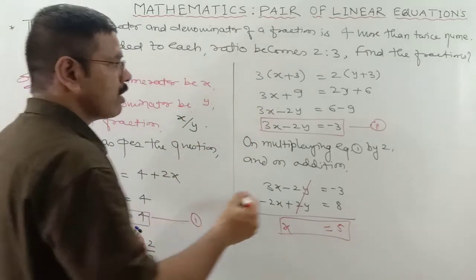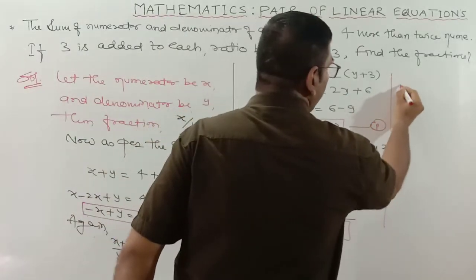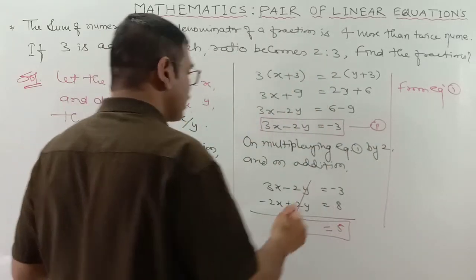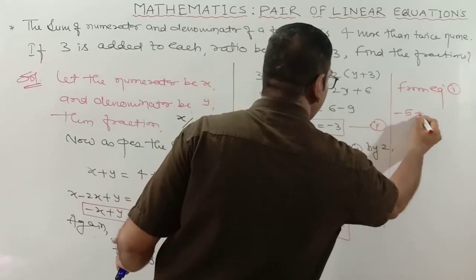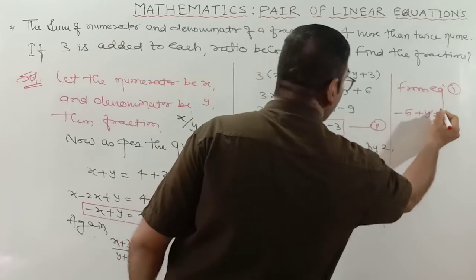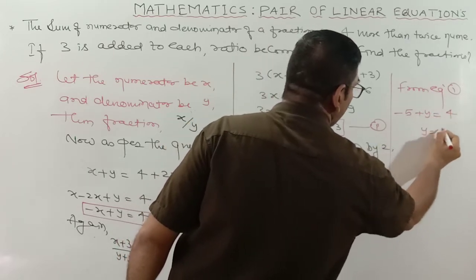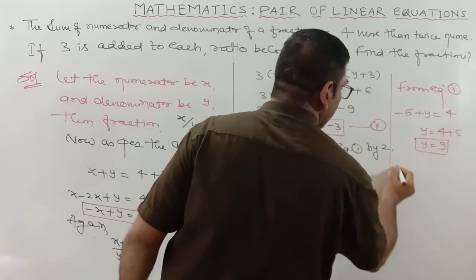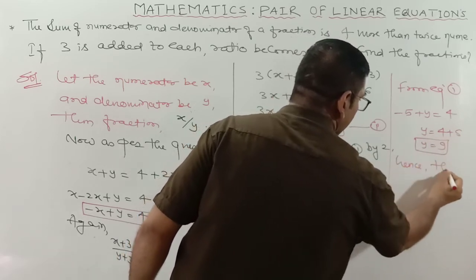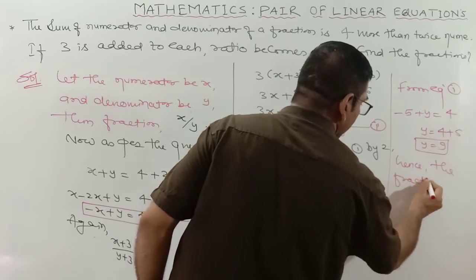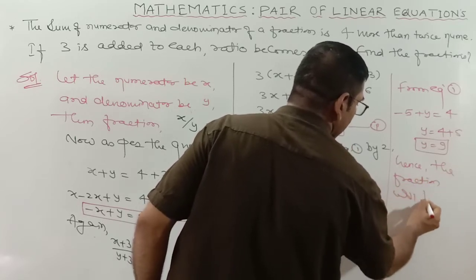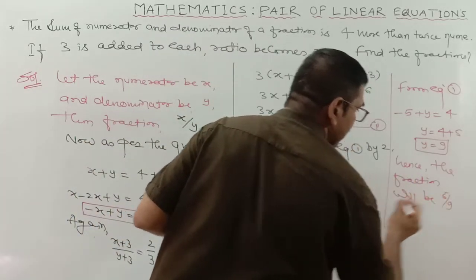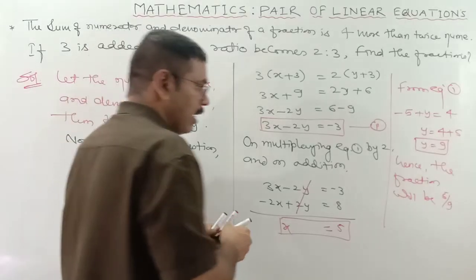Now from any of the equations, so from equation 1 we are just putting the value of x: minus 5 plus y is equal to 4. So y is equal to 4 plus 5, so y is equal to 9. Hence the fraction will be x upon y, that is 5 upon 9. Is there any doubt? This is your final answer.